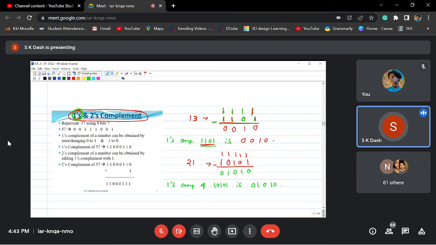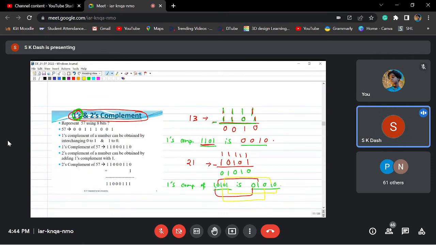Is there any relation between this and this? Yes. Any shortcut? Just compare these numbers. Invert the thing. Just interchange 1 with 0. This 1 is changed to 0. This 0 is changed to 1. This 1 is changed to 0. This 0 is changed to 1. This 1 is changed to 0. So by interchanging zeros with 1 and ones with 0, you can get the ones complement.